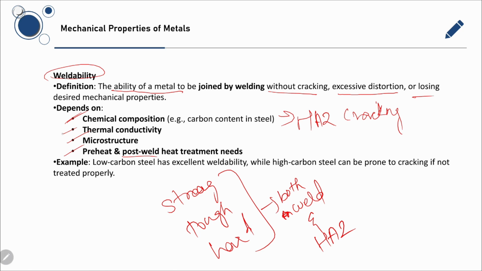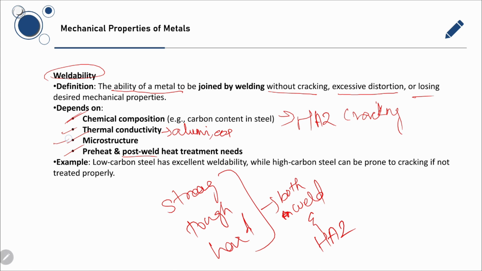The next one is thermal conductivity. Metals like aluminium or copper pull heat away fast, so there is a risk of lack of fusion, and distortion control becomes an issue. We increase heat input or travel speed appropriately, use proper joint preparation and maintain interpass temperature. This is the action we take.